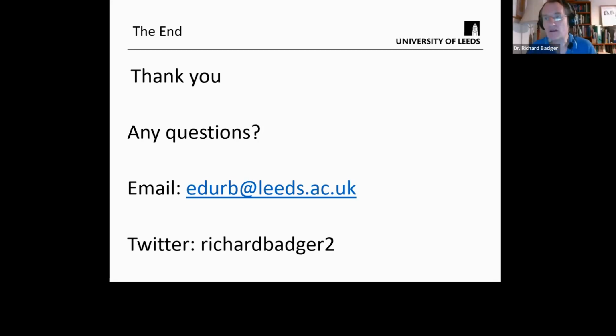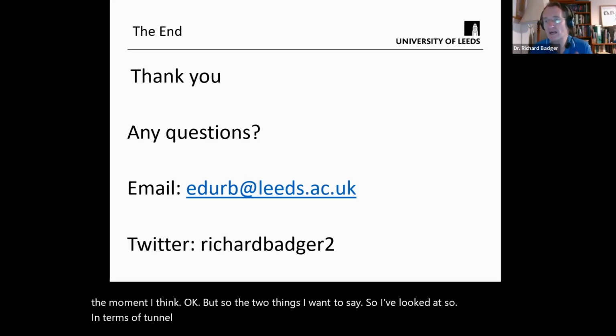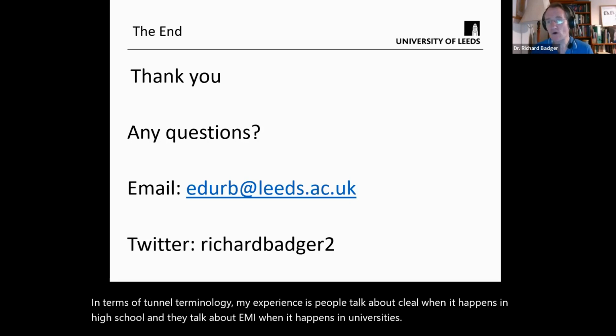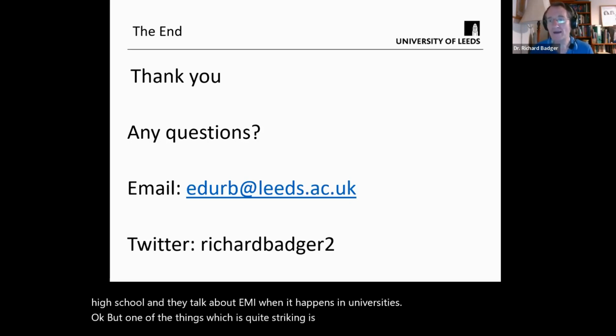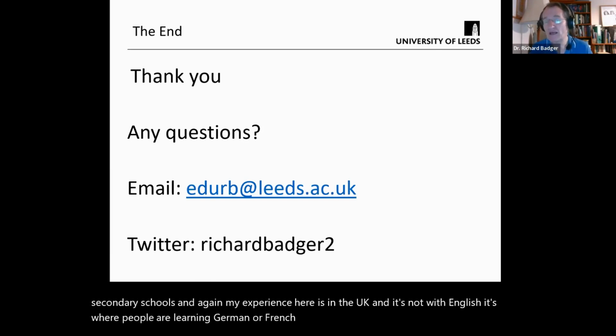Yeah, this is a very difficult question, and we don't really have an answer at the moment, I think. But there are two things I want to say. In terms of terminology, my experience is people talk about CLIL when it happens in high school, and they talk about EMI when it happens in universities. When CLIL happens in secondary schools, and again my experience here is in the UK, and it's not with English, it's where people are learning German or French or Spanish, but you're learning another subject.